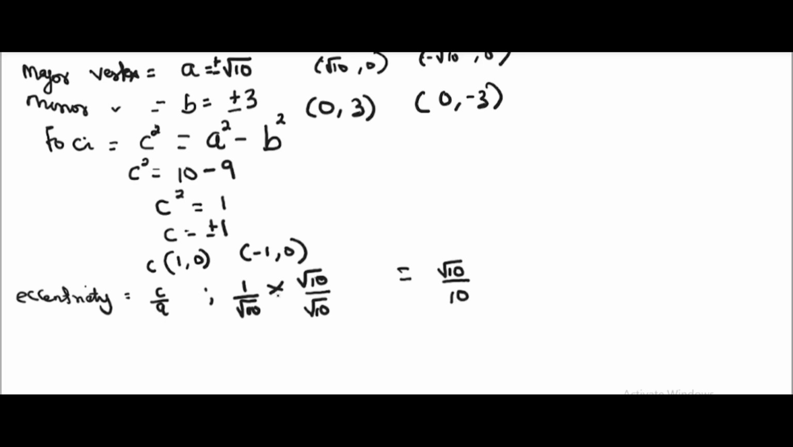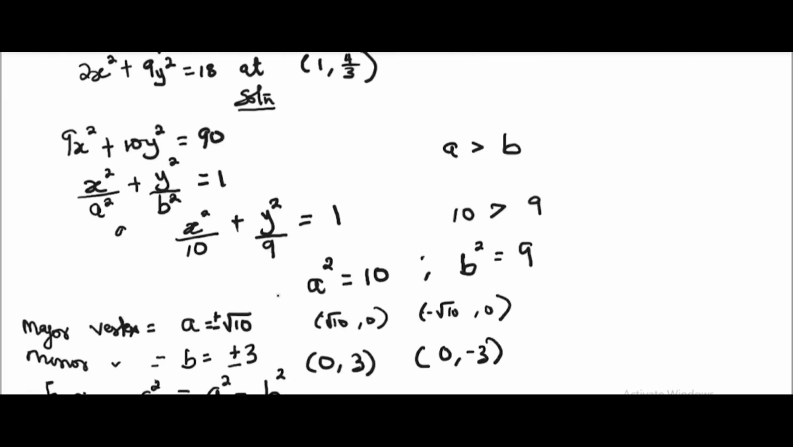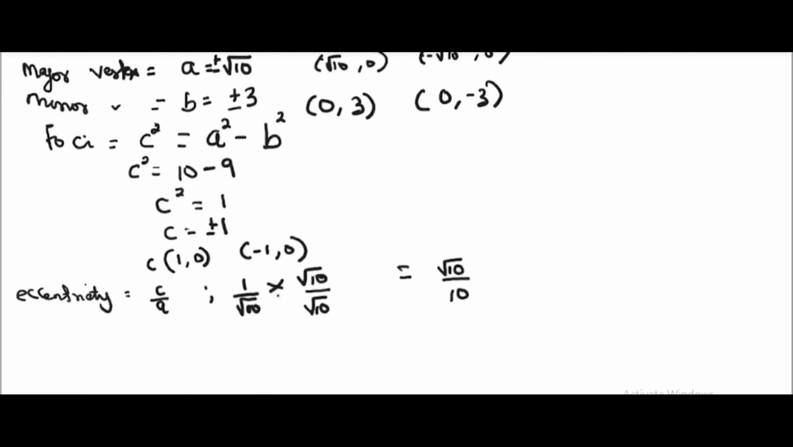All right, moving to the next question very quickly. We have a question that says we should find the equation of tangent and normal to the ellipse 2x squared plus 9y squared is equal to 18 at that point. Looking at this equation, you would discover that the center is 0, just like the first example we have solved. Okay, so let's go. Number 2.